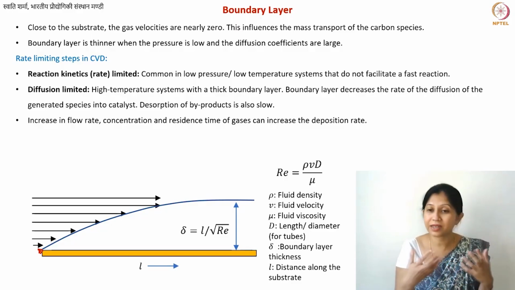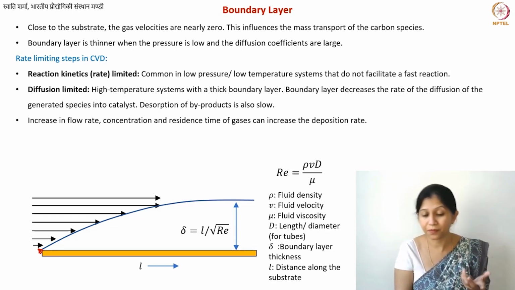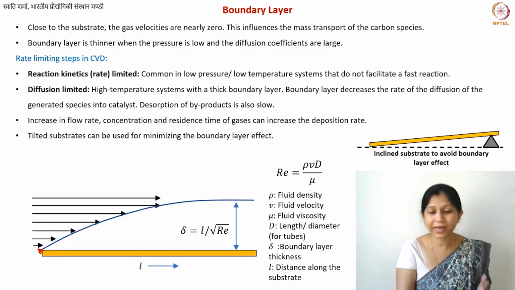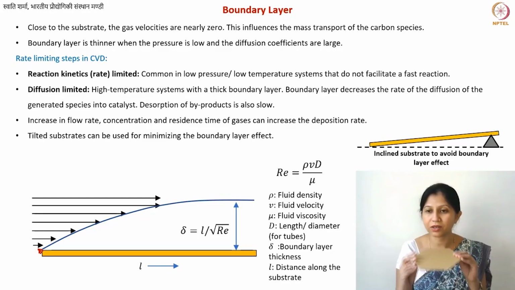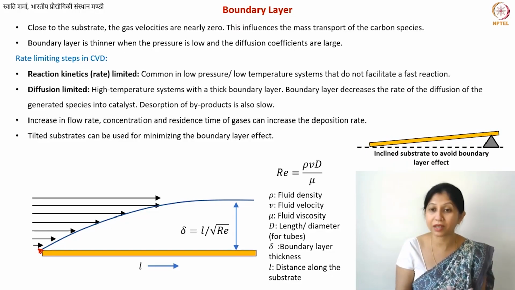What else can you do? You can also increase the residence time of the gases. So basically that depends on your reaction. You can play with these parameters such that you can minimize the effect of the boundary layer if you cannot get rid of the boundary layer. Okay. Some little tricks also you can play. For example, this one where you just tilt your substrate a little bit. So in that case, whatever is the influence of the boundary layer can be minimized.